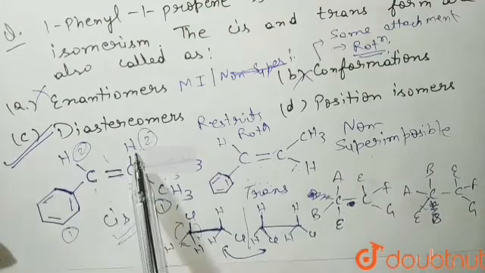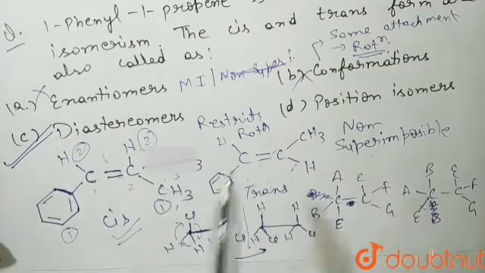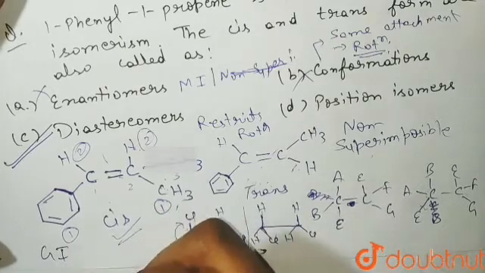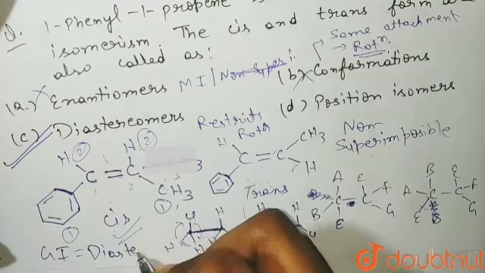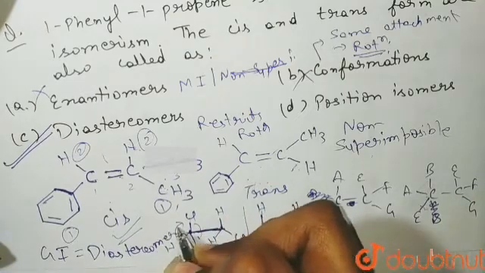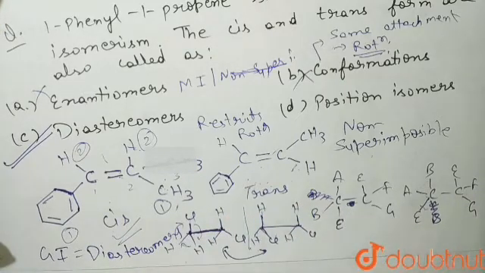And that's why geometrical isomers, because these cis and trans are geometrical isomers. Geometrical isomers are also known as diastereomers. They are also known as what? Diastereomers. Right, they are also known as diastereomers. So thus your option C is the correct answer.